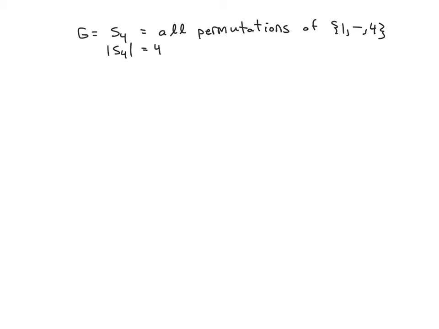So here we are going to apply the fourth isomorphism theorem. And the group we're going to work with is S4, the symmetric group of all permutations on four symbols, one through four. Remember there are 4 factorial permutations, so 24. And I'm going to let N be the subgroup consisting of these permutations.